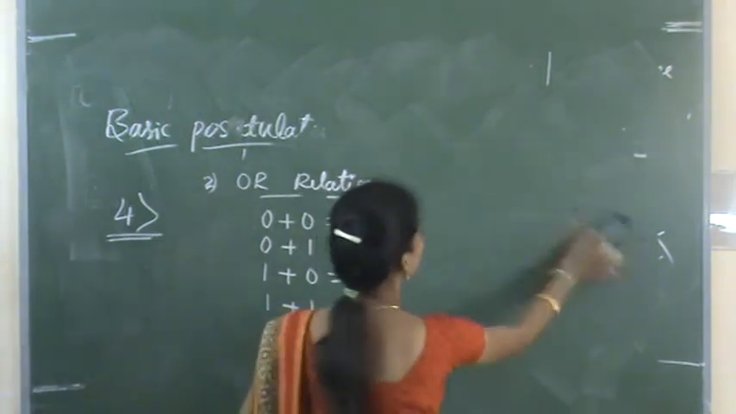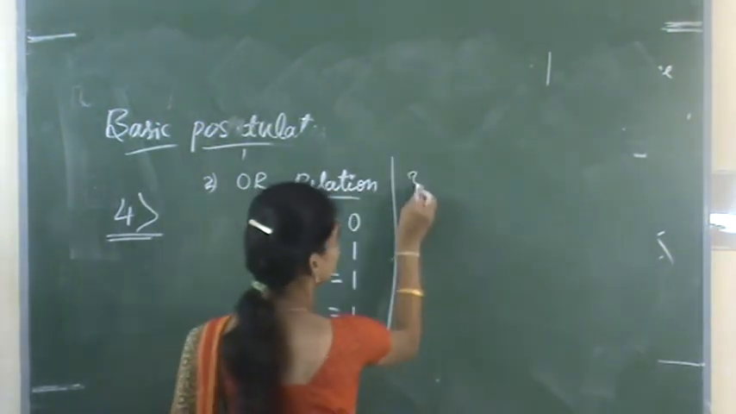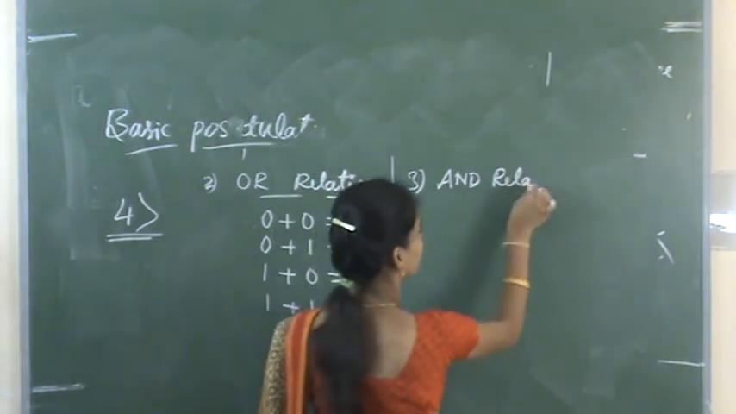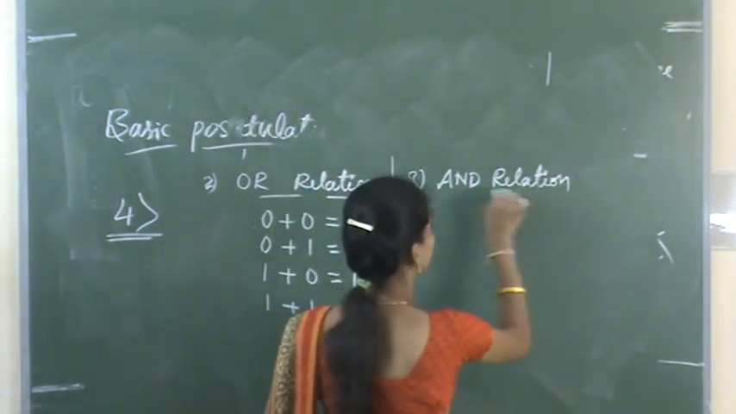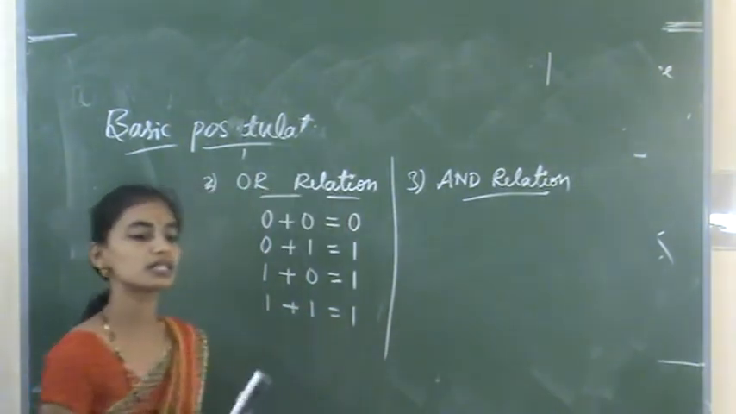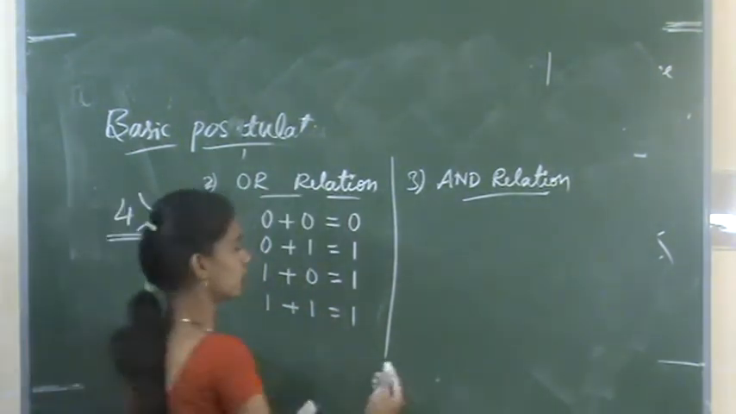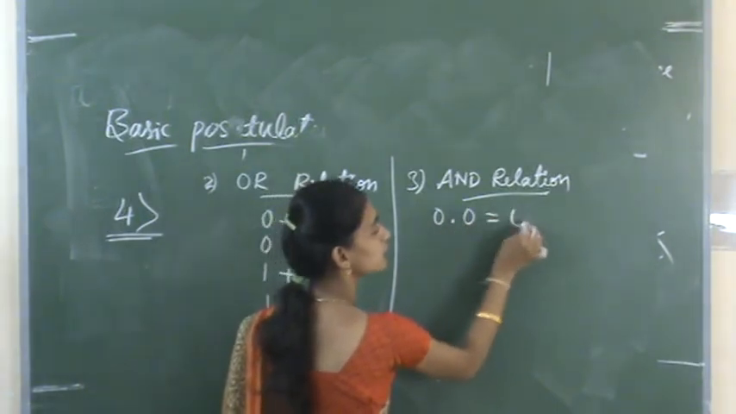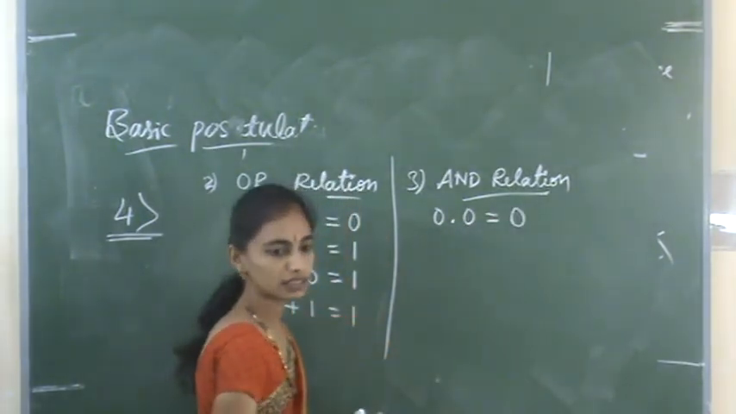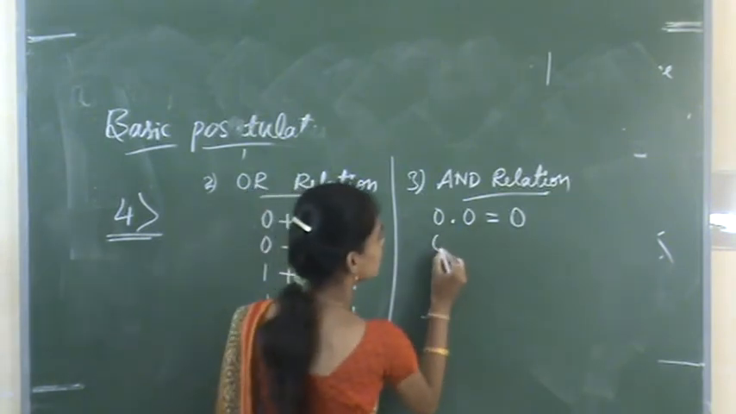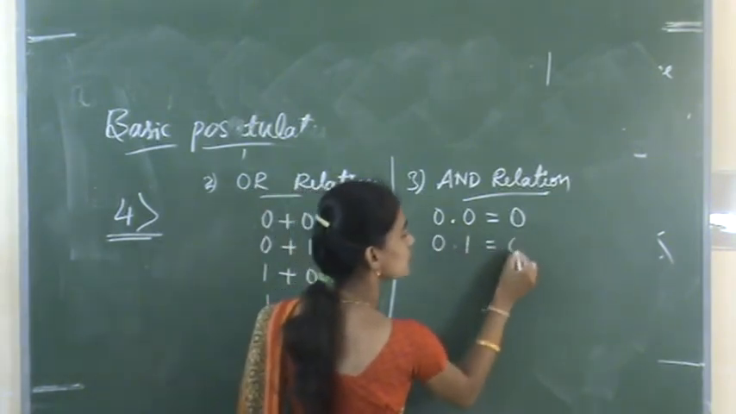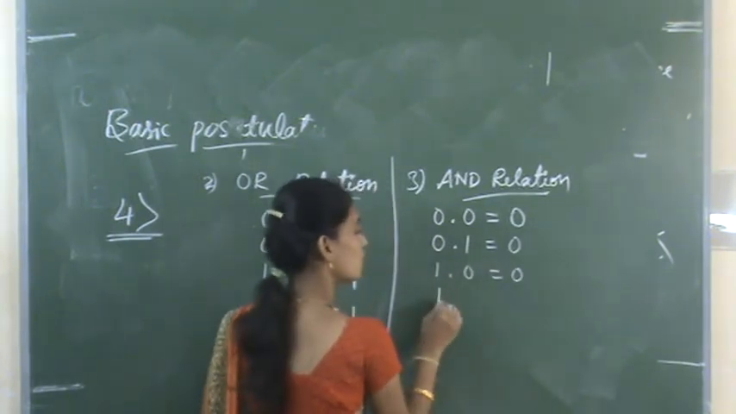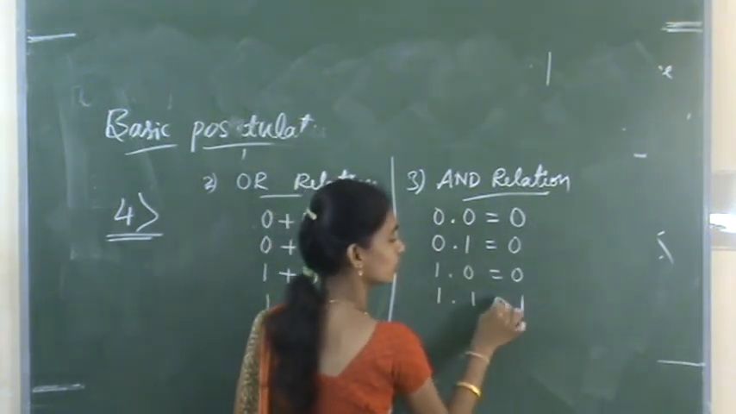The third postulate is the AND relation, which means logical multiplication. If we multiply 0 into 0, it is 0, since 0 into anything is 0. 0 into 1 is also 0. 1 into 0 is 0. 1 into 1 is 1.